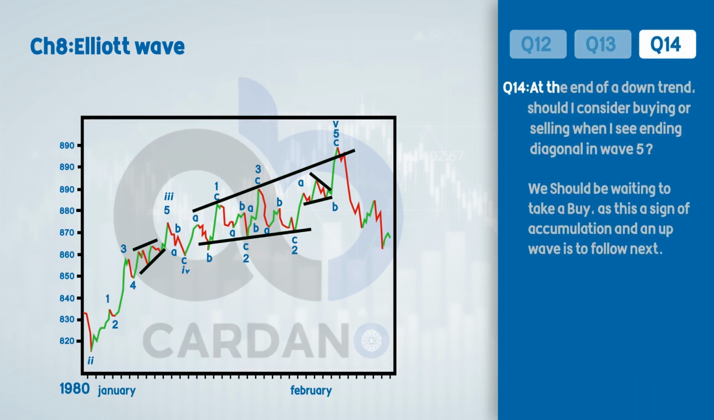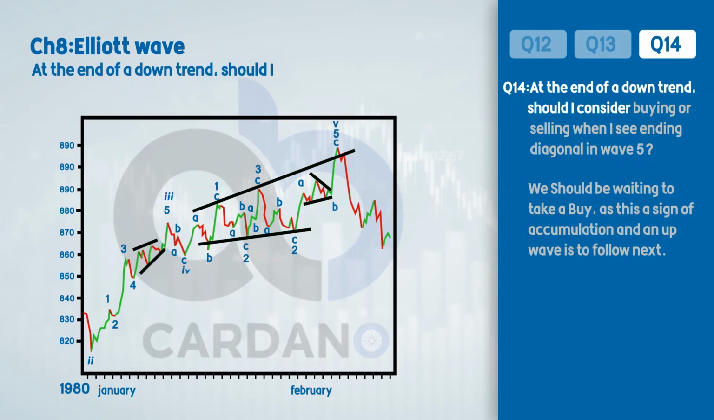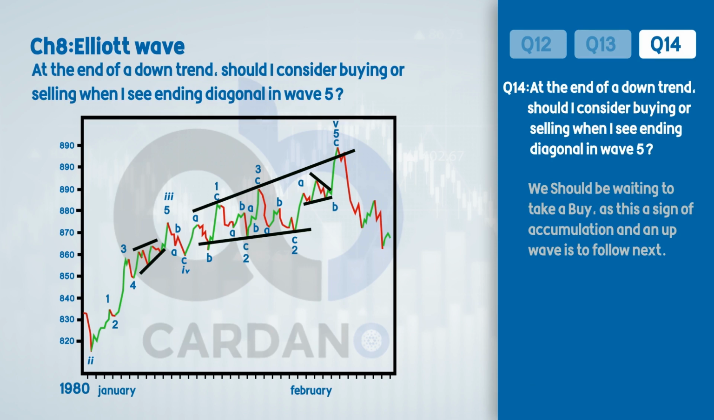Question number 14. At the end of a downtrend, should I consider buying or selling when I see an ending diagonal in wave 5? The answer is, we should be waiting to take a buy, as this is a sign of accumulation and an upwave is to follow next.